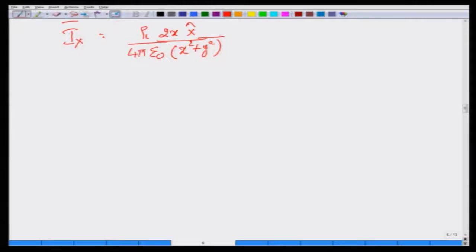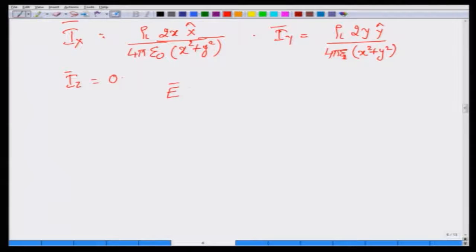Okay. Similarly, you can find out what is Iy, the integral over y. You are going to see that this would be rho L 2 y hat divided by 4 pi epsilon 0 times x square plus y square. Okay. You can also show that Iz will be equal to 0. Okay. So the total electric field at the point x and y is given by rho L by 2 pi epsilon 0 times x square plus y square, x hat plus y hat, volt per meter.